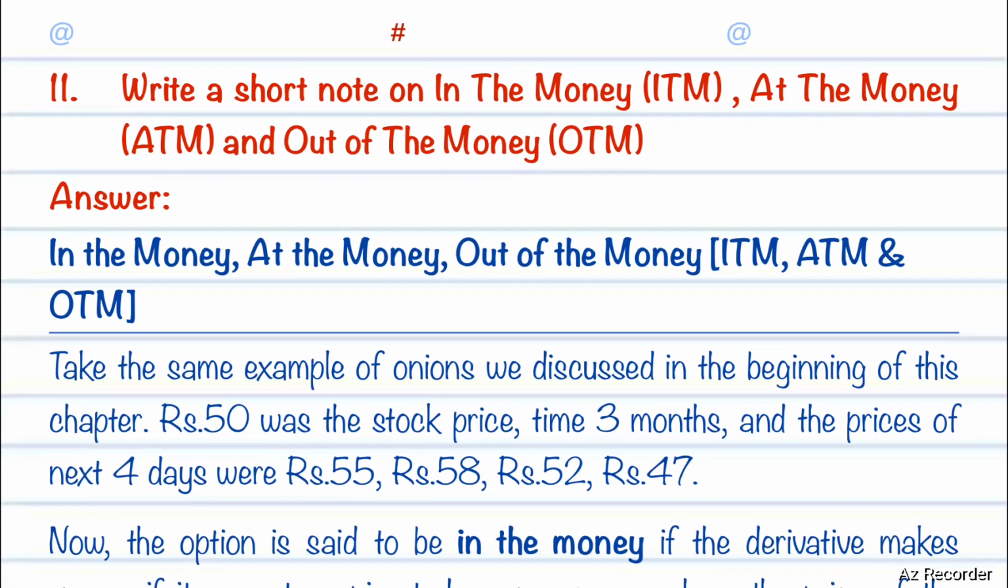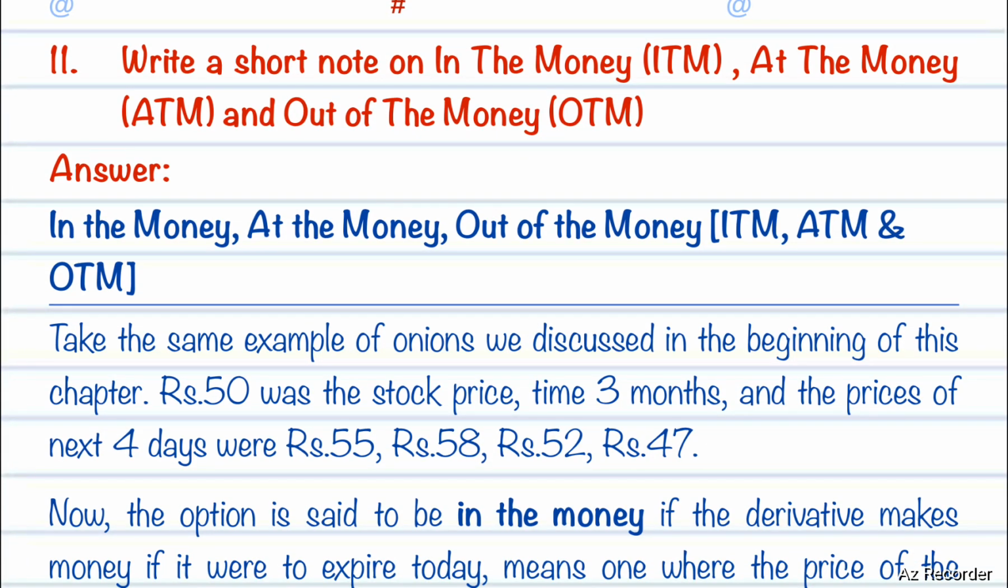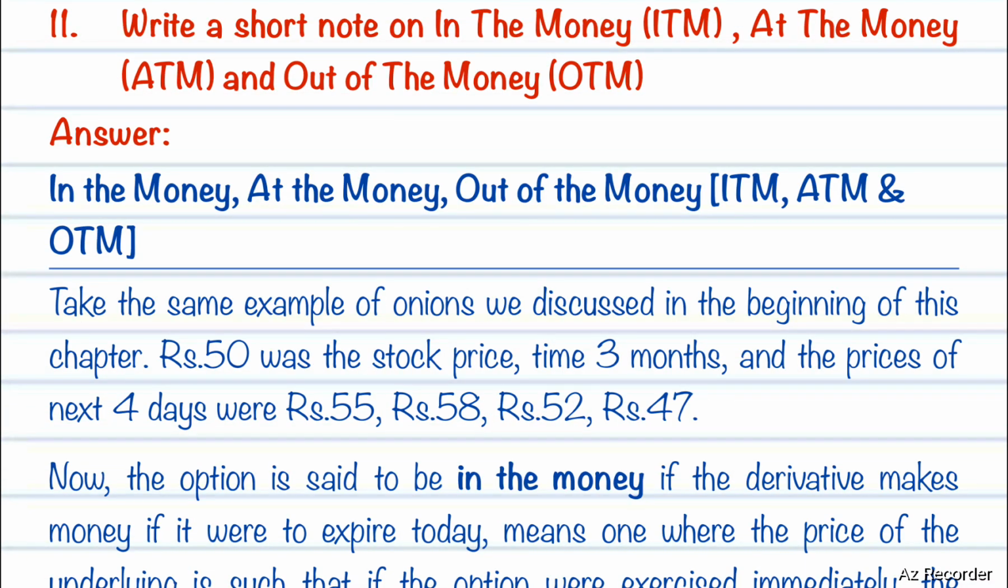Next, write short notes on in the money, at the money, and out of the money. In case of options, in case the options are exercisable, it will be considered as in the money. If the options are not exercisable, it will be considered as out of the money. If options exercise price is exactly equal to market price, it is considered as at the money. Options are of two types: call option, put option.